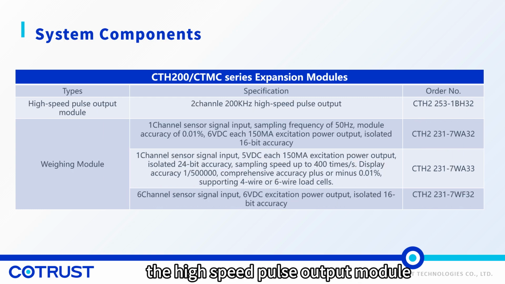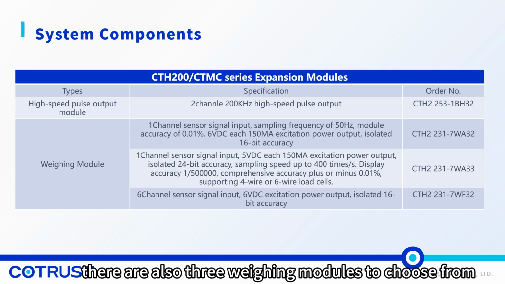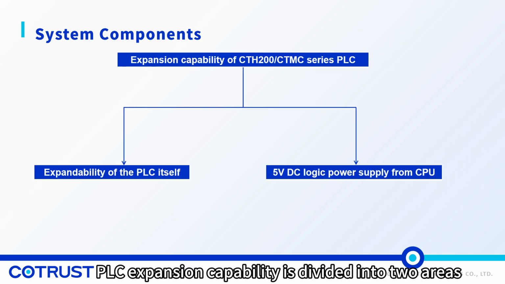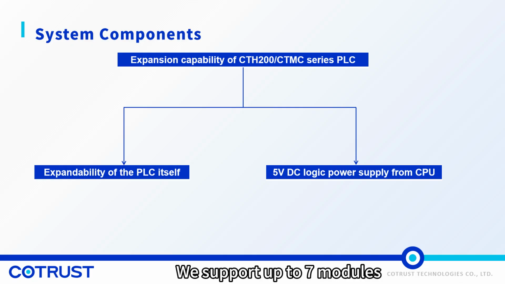The high-speed pulse output module supports a high-speed pulse output of 200 Hz. There are also 3 weighing modules to choose from. PLC expansion capability is divided into 2 areas. On the one hand, it is its own expansion capability. We support up to 7 modules.